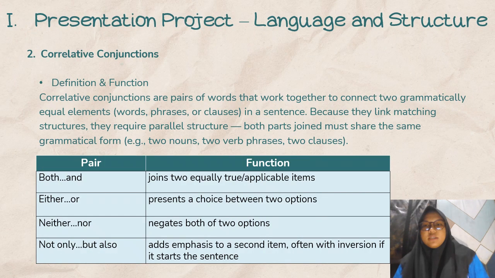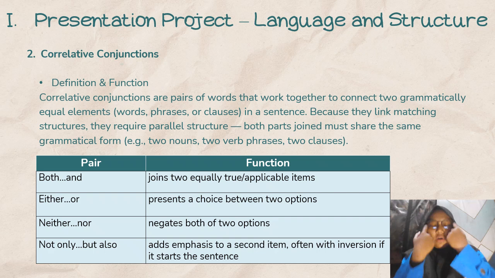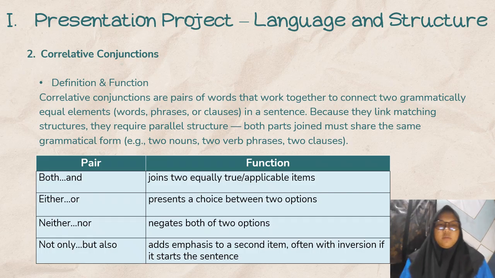Okay, this is the second topic I chose, correlative conjunctions. So the definition and function. Correlative conjunctions are pairs of words that work together to connect two grammatically equal elements, words, phrases, or clauses in a sentence. Because they link matching structures, they require parallel structure. Both parts joined must have the same grammatical form, for example, two nouns, two verb phrases, or two clauses.